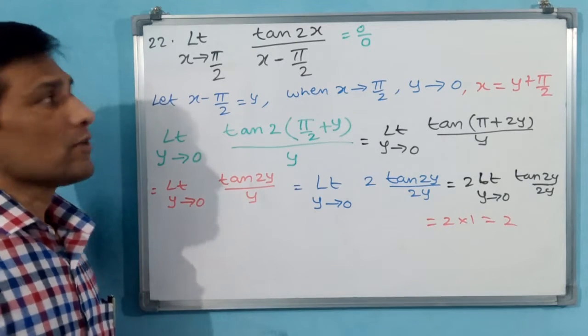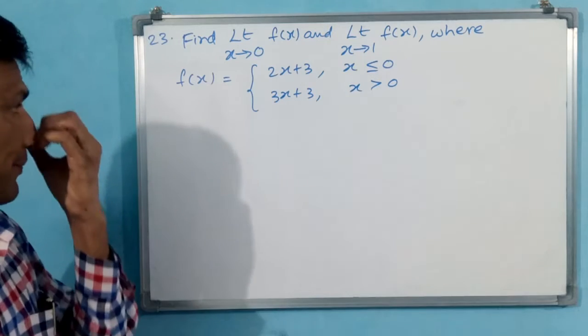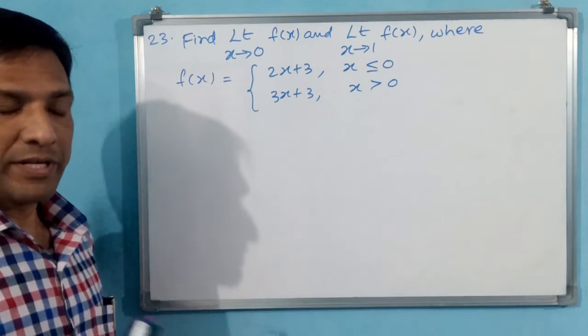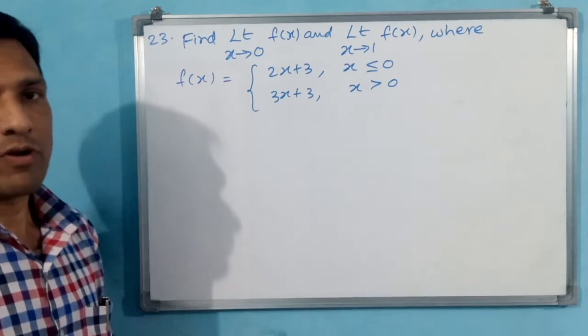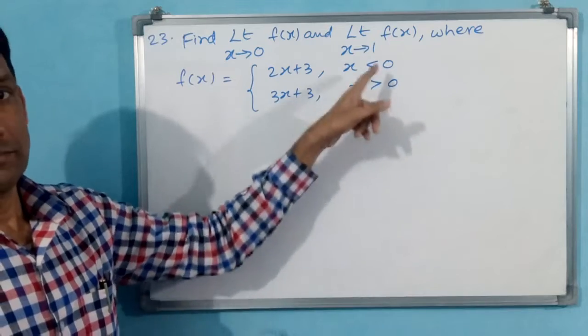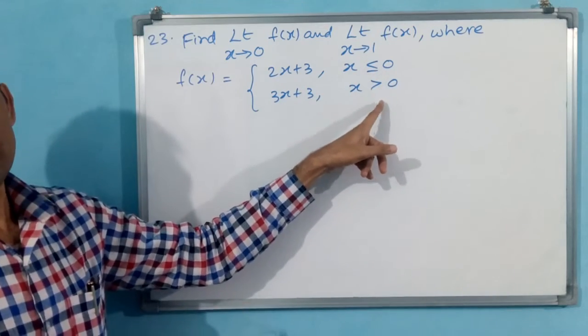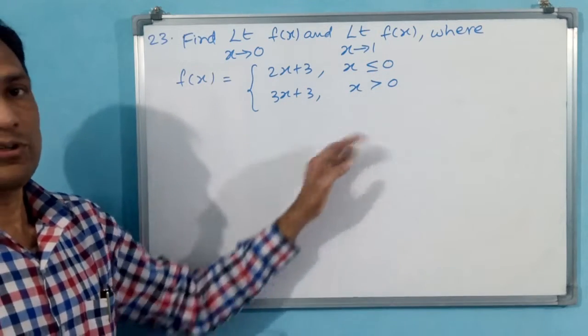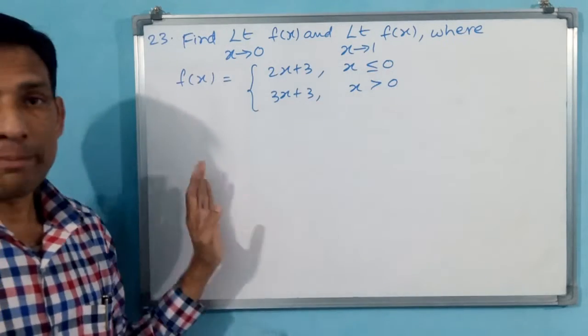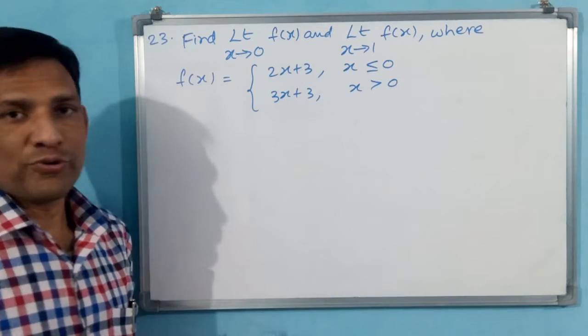Let us go for the 23rd question. See, 23rd question, this is what we can say a typical question. Until now this kind of question we have not done. Inequalities have come. When inequalities come, less than or greater than or equal to 0, or greater than 0, then carefully you have to apply the limits or else you are going to make a mistake.